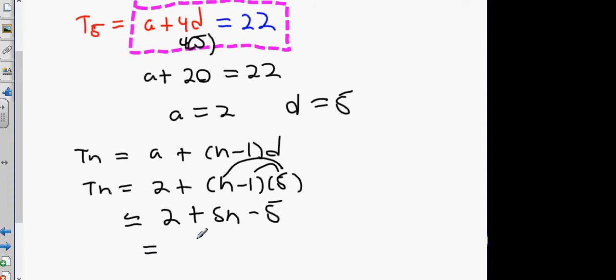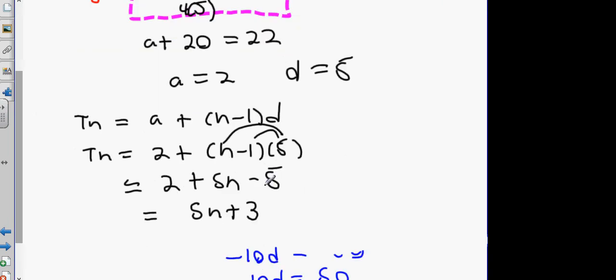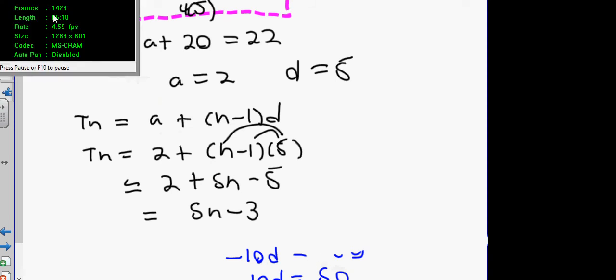Then the answer will be 5n plus 3. Is 5n plus 3 what we're asked to get? It's 5n minus 3. Oh, I got it wrong there. 2 minus 5 is minus 3, not plus 3. So always check back up on your answer. Is there any questions about that?